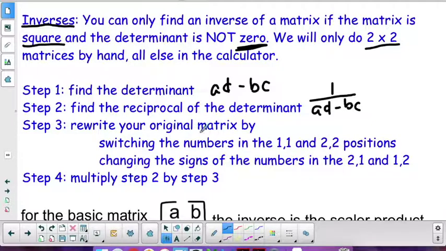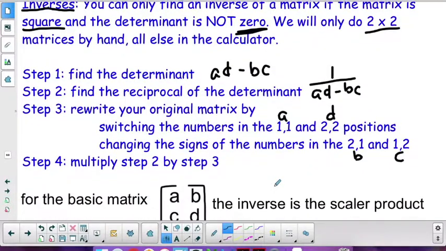Here's the interesting part. You rewrite your original matrix, A, B, C, D. I just want to make sure you understand what this is. You're going to swap A and D, swap positions, and then you change the signs of B and C. And then you're going to scalar multiply your reciprocal times your changed matrix, and that will give you the inverse of the original.